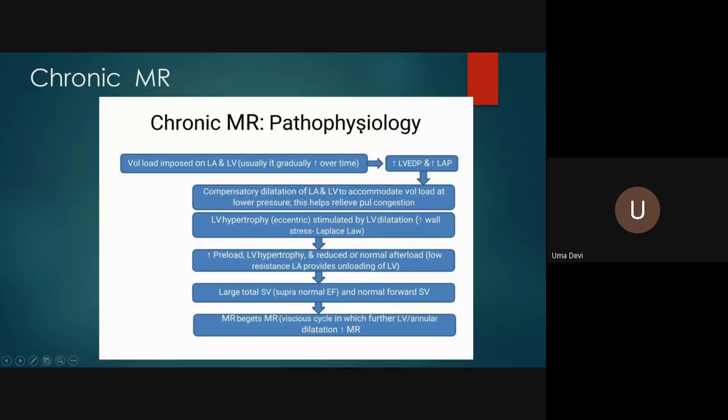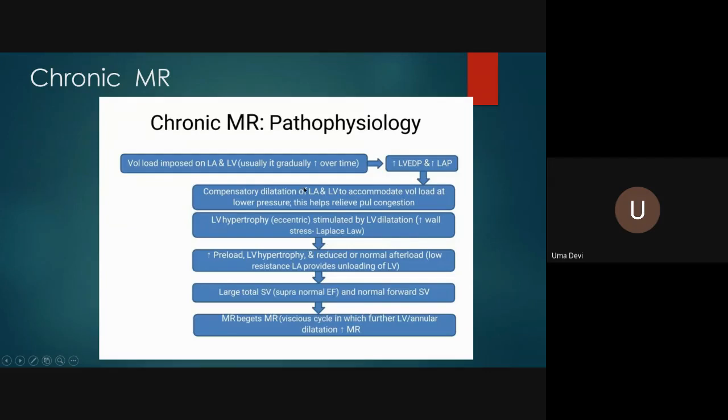Now, this is chronic MR, common in rheumatic heart disease or ischemic heart disease, when it is worsening gradually over a period of time. Here, the volume load is imposed on both the left atrium and left ventricle. So what happens? There is an increase in left ventricular end diastolic pressure and an increase in left atrial pressure. Now, what are the compensatory changes which occur?